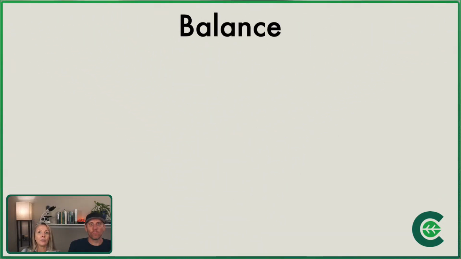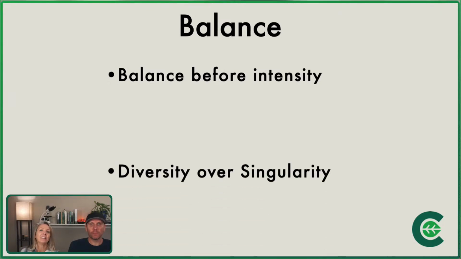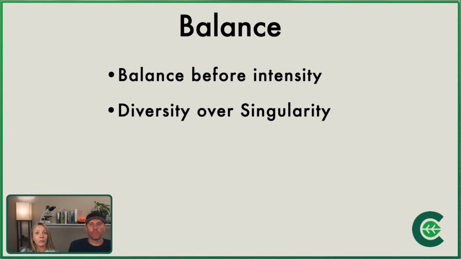And so when it comes to this balance, there's a few key components in achieving it. What we want is we want to establish the balance of those three things, the microbes, the minerals, and the nutrients, before we start turning up the gas. We want to be able to get that ball spinning on our finger before we start making it go faster, basically. And then diversity over singularity, that's the next key component.